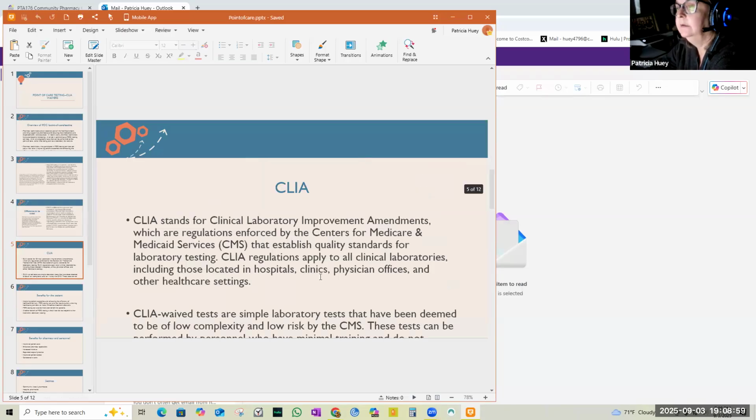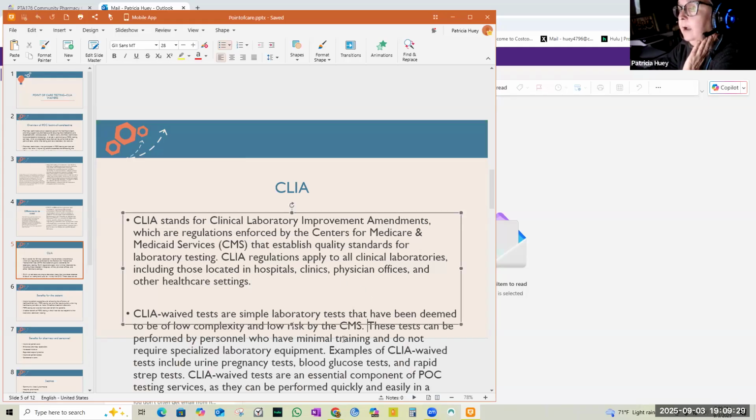The CLIA stands for Clinical Laboratory Improvement Amendments, which are regulations enforced by the Centers for Medicare and Medicaid Services, which is CMS. They establish quality standards for laboratory testing. That is any laboratory. I mean, it could be in a hospital, it could be in a clinic, physician office, or other healthcare settings like a pharmacy. It could be in a laboratory as well. They are going to overview it.